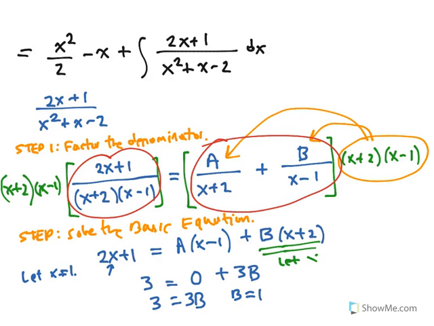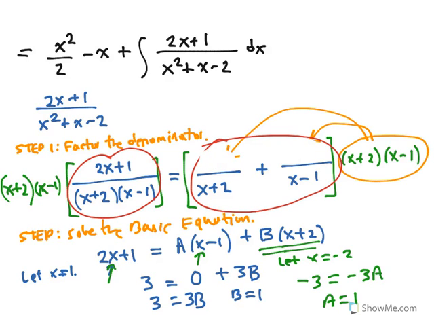So let x be equal to -2. So 2 times -2 is -4, plus 1 is -3, and then -2 minus 1 is -3. So we have a is equal to 1. So we know a and we know b, both are 1.